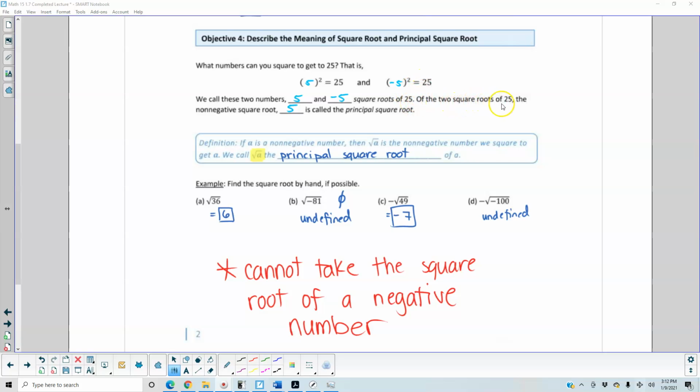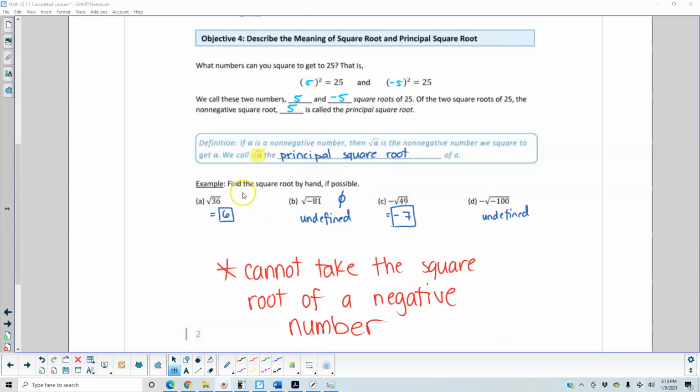We call these two numbers, 5 and negative 5, square roots of the number 25. Of the two square roots of 25, the non-negative square root, positive 5, is called the principal square root. The definition: if a is a non-negative number, then the square root of a is the non-negative number we square to get a. So we would call the square root of a the principal square root of a.